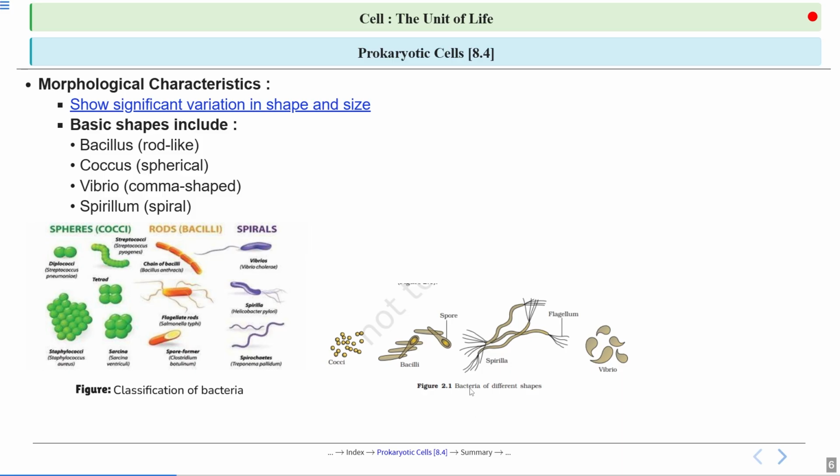Here also you can see bacteria of different shapes. This is cocci, which is spherical. Bacilli, which is rod-shaped. Spirilla, which is spiral shaped. And then you have the Vibrio cholera, which is comma-shaped. Okay, clear? So these are the bacteria.